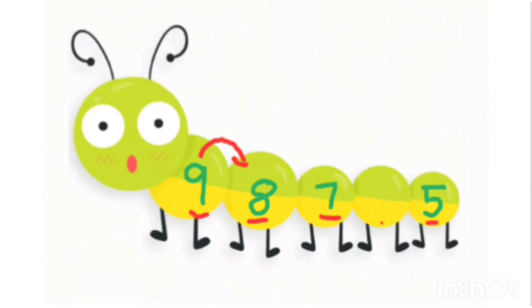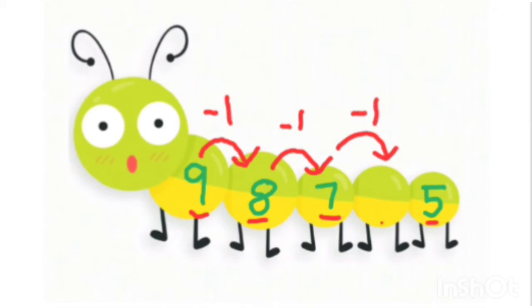9, 8, 7. Can you see a pattern here? I think that every time we have to minus 1. 9 minus 1 is 8. 8 minus 1 is 7. And 7 minus 1 will give us what? Yes, 7 minus 1 is 6. And 6 minus 1 will give us 5. So we can see that the answer is 6. And the rule is to minus 1.